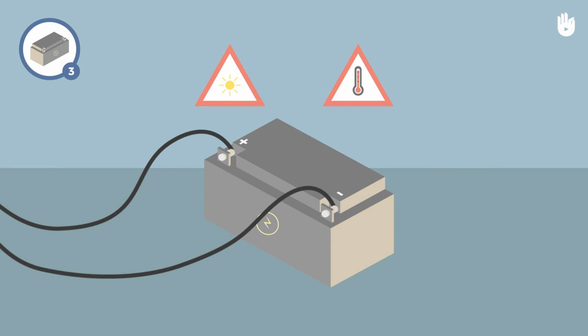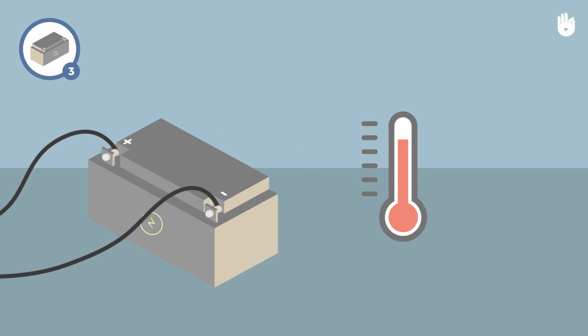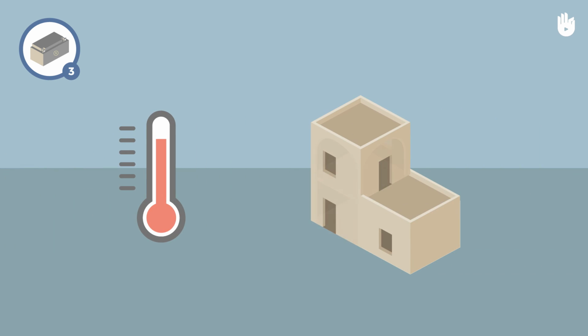Temperature will have a significant effect on the battery's lifespan for lead batteries. Heat accelerates corrosion and reduces lifespan. Therefore, we recommend that you keep them in the coolest spot possible.